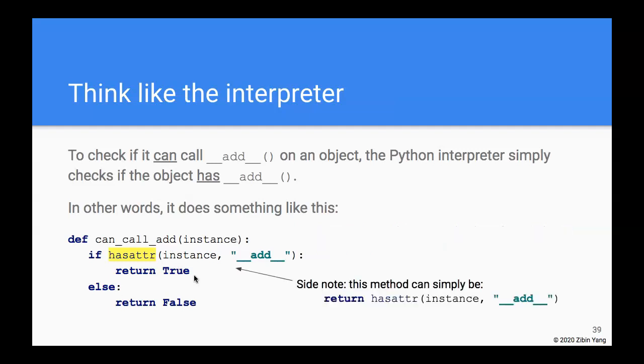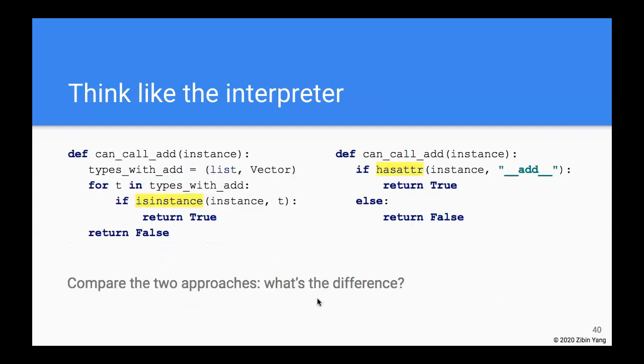Now, just as a side note, for those of you who can see it, we can simply write this method as just return if it has the attribute dunder add. But some of you might be more comfortable if I write it out in the longer form. So between these two approaches, what is the main difference?